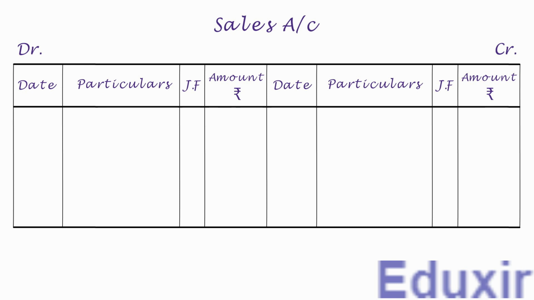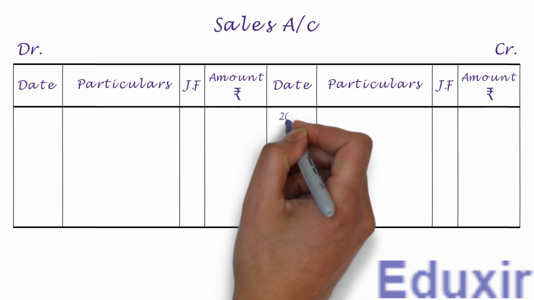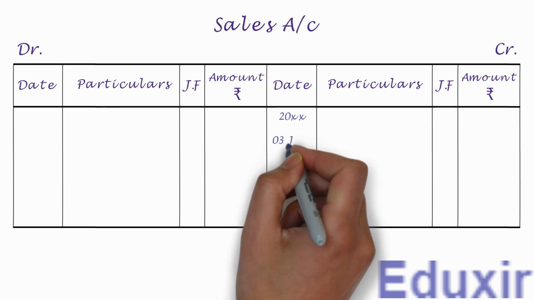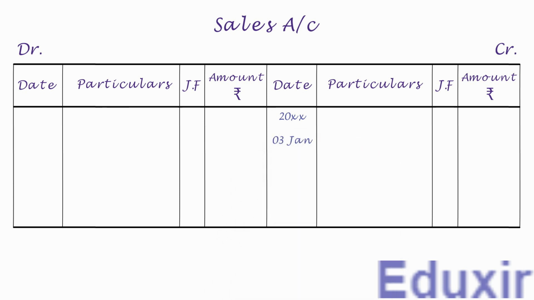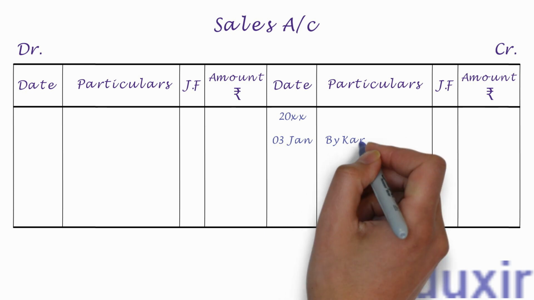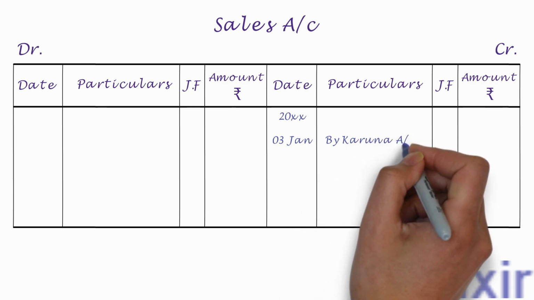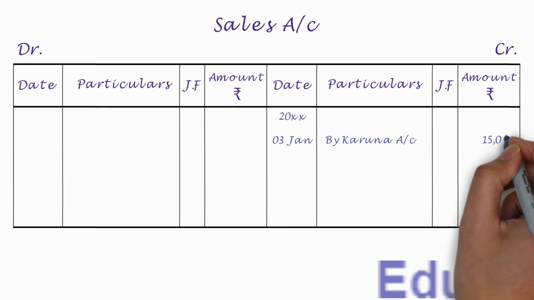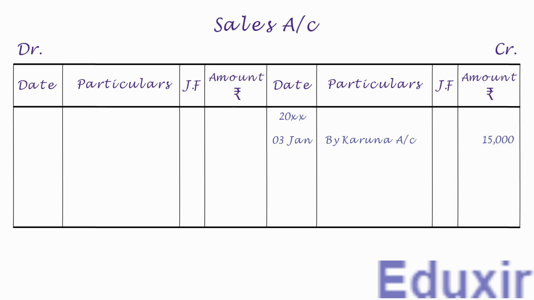Now on the credit side, let us first write the year in the date column. Let us now write the date. We need to write by Karuna account into the particulars column. Let us write the credit amount of 15,000 rupees into the amount column. That completes the posting of this journal entry into the sales account. Let us now take up the next entry.